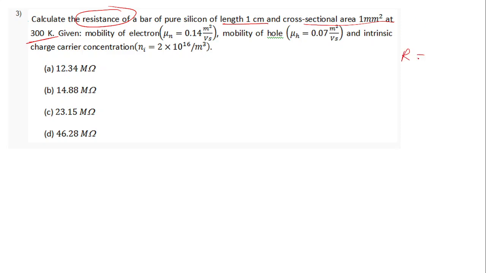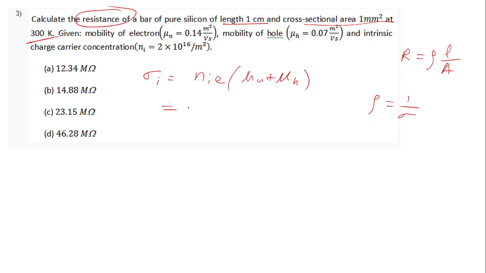Now we know the relation between resistance and resistivity of any material. It's given by rho L by A. We need to ultimately find the resistance in this question, and for conductivity we have this formula, the same formula that we used, which relates mobility, charge of the carrier, and charge carrier concentration. From this we will be able to find the conductivity. The reciprocal of it will give us the resistivity, and the length and cross-sectional area are given, so we can find the resistance. So let's do this.